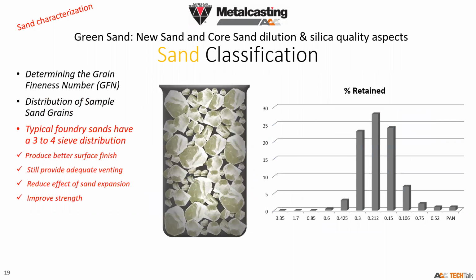You can see that typical foundry sand will have a 3 to 4 sieve distribution, as I was explaining before, to produce better surface finish, still provide adequate venting, reduce the effect of sand expansion, and also improve strength. You can see in this example we are mainly on 3 main sieves, and 3.5, I would say, and the distribution is quite well distributed.